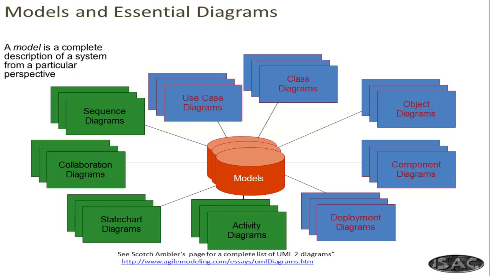Basically, a model is a complete description of a system from a particular perspective. So what is important? Think about complete description, that is one thing, from a particular perspective. Each one of them provides a complete description from one particular perspective. So there will be use case diagrams for a system which will give a particular perspective, class diagram will give another perspective, object diagram will give another perspective, component diagrams will give another perspective, and all of this combined gives you the model of the system.